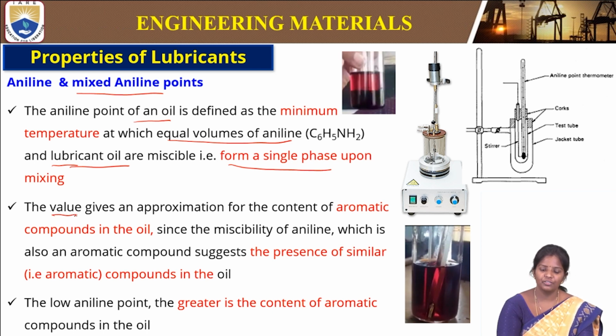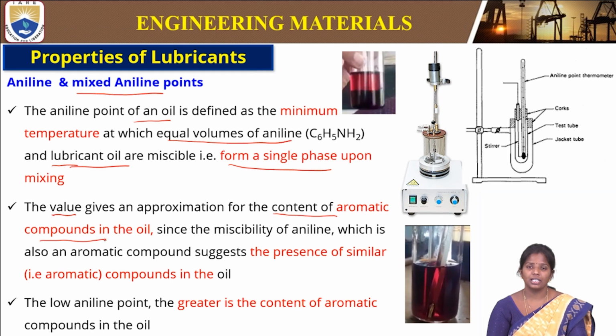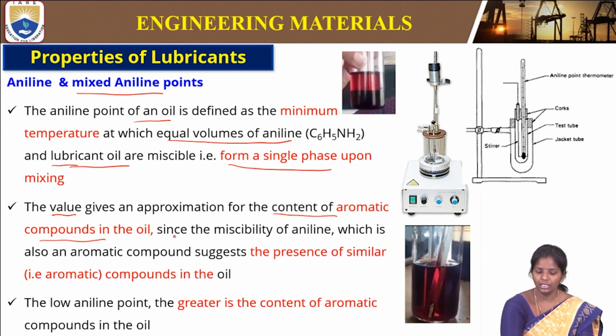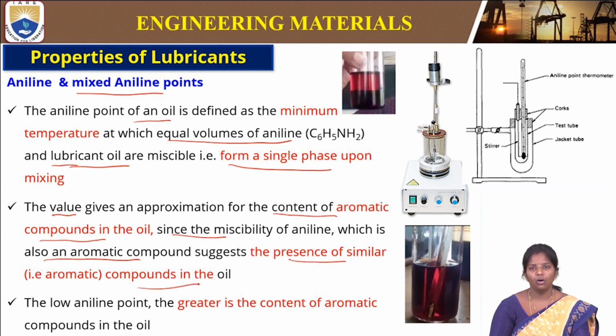So the value gives an approximation of the content of aromatic compounds present in oil. This gives an understanding of whether aromatic compounds are present in that particular oil, since the miscibility of aniline, which is also an aromatic compound, suggests the presence of similar compounds in the oil. It means the lubricating oil, if at all it contains aromatic compounds, will be dissolved along with aniline. So that is how it gives an interpretation of the presence of aromatic compounds in a particular lubricating oil.